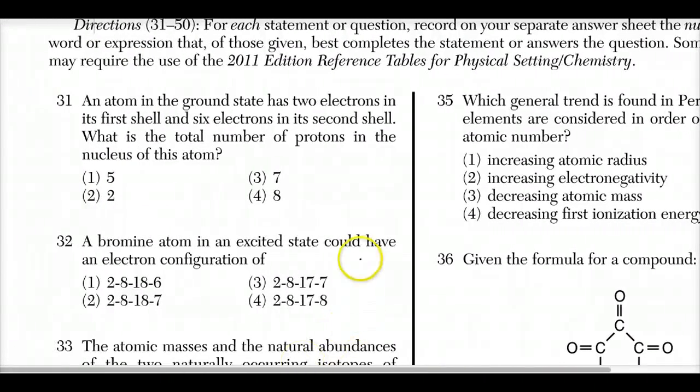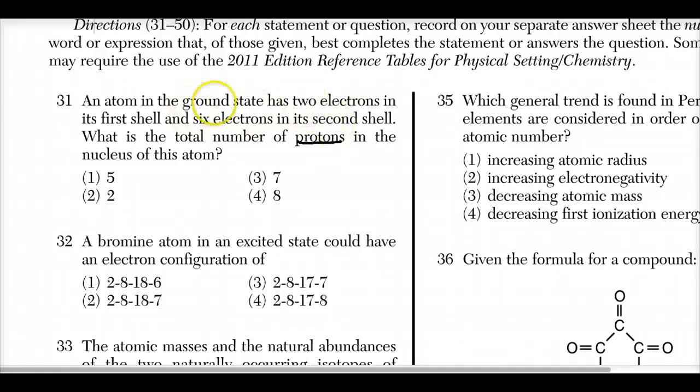So number 31, the atom in the ground state has 2 electrons in the first shell and 6 electrons in the second shell. What's the total number of protons in the nucleus of this atom? Well, once you tell me protons, I want to find the element.